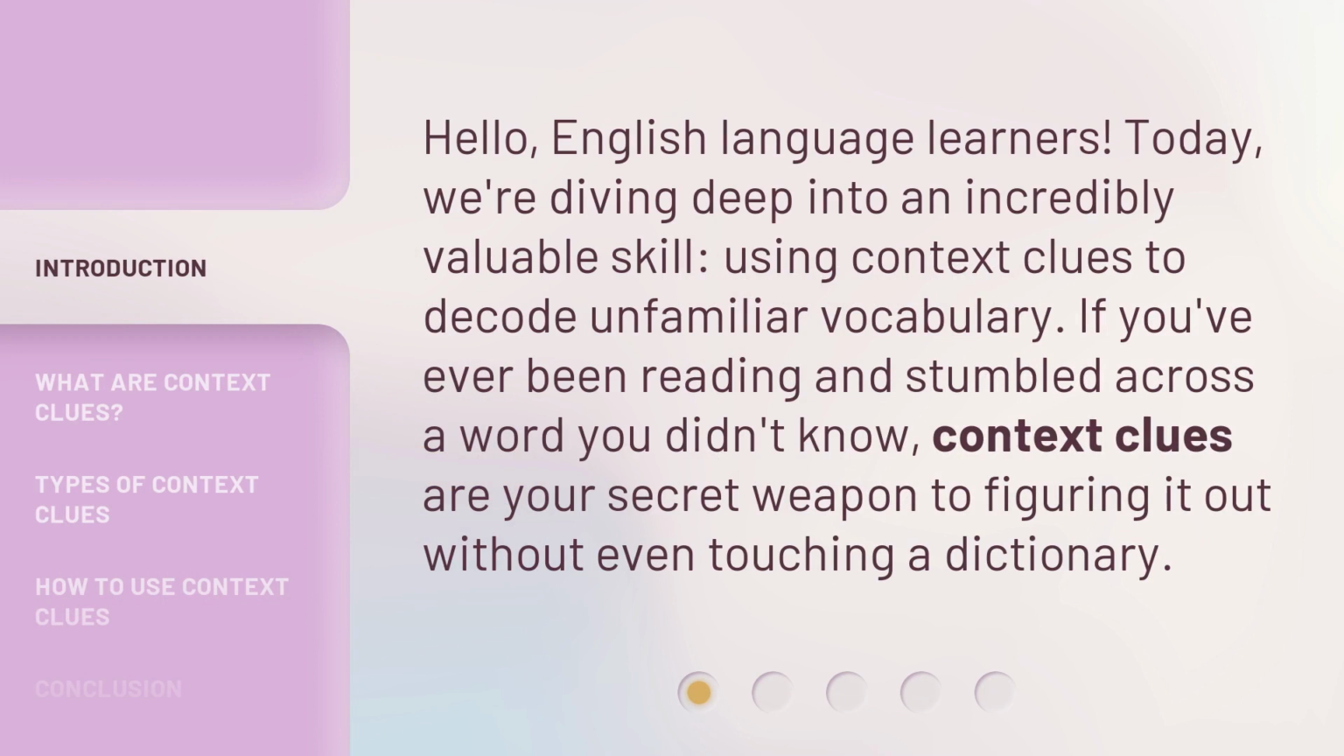Hello, English language learners. Today, we're diving deep into an incredibly valuable skill: using context clues to decode unfamiliar vocabulary. If you've ever been reading and stumbled across a word you didn't know, context clues are your secret weapon to figuring it out without even touching a dictionary.